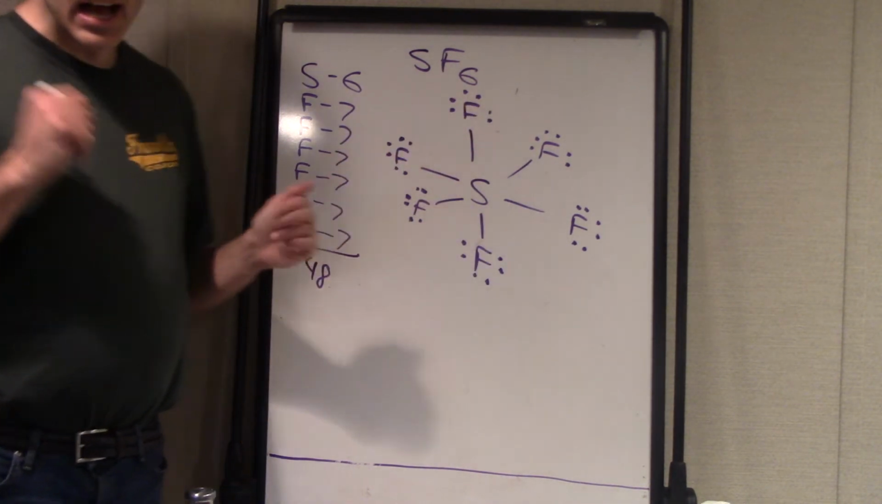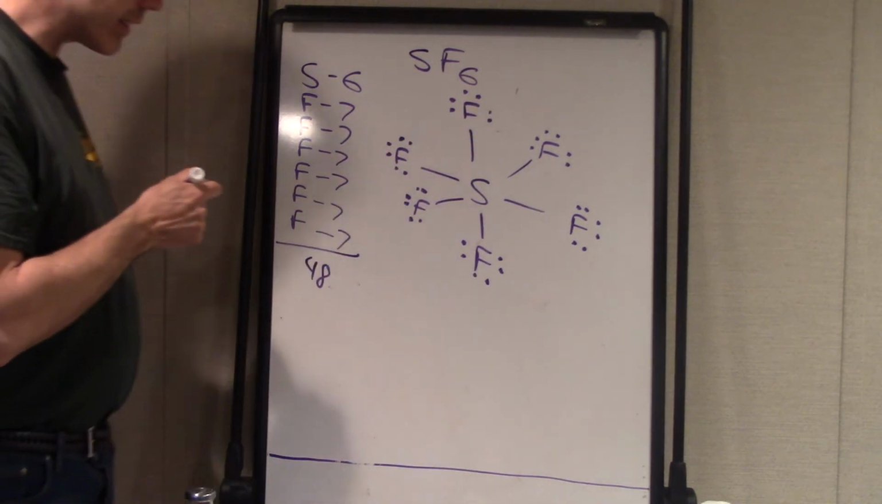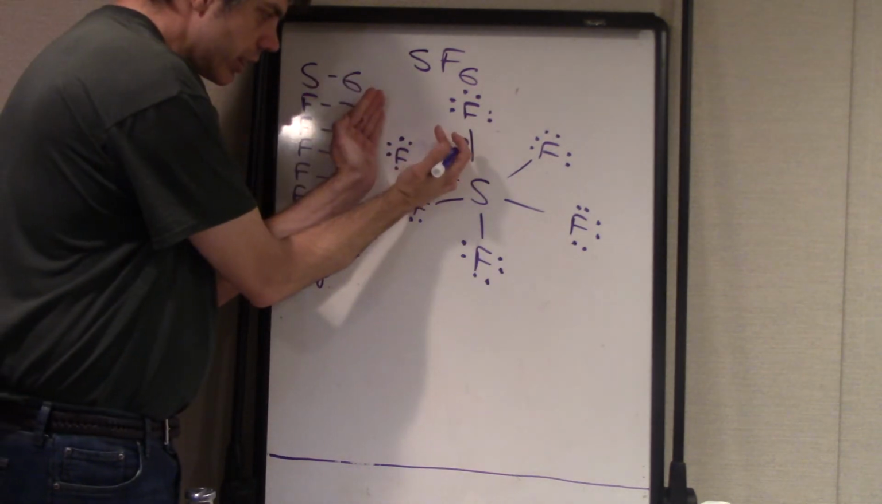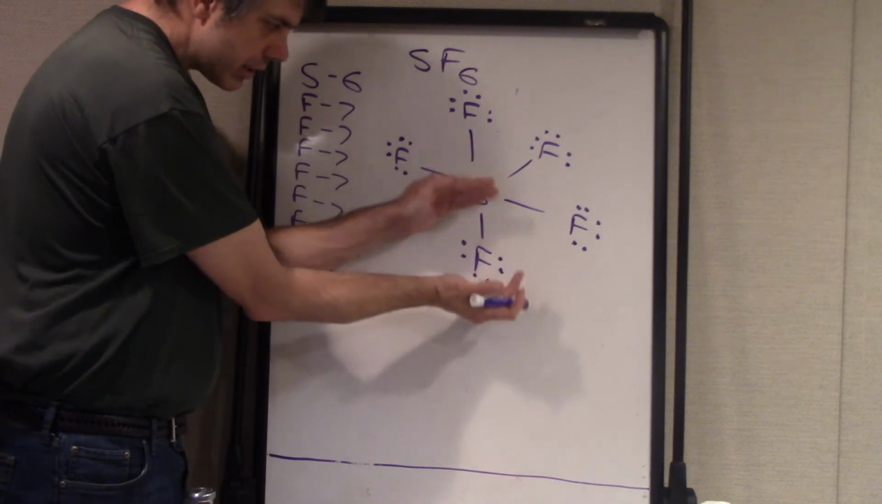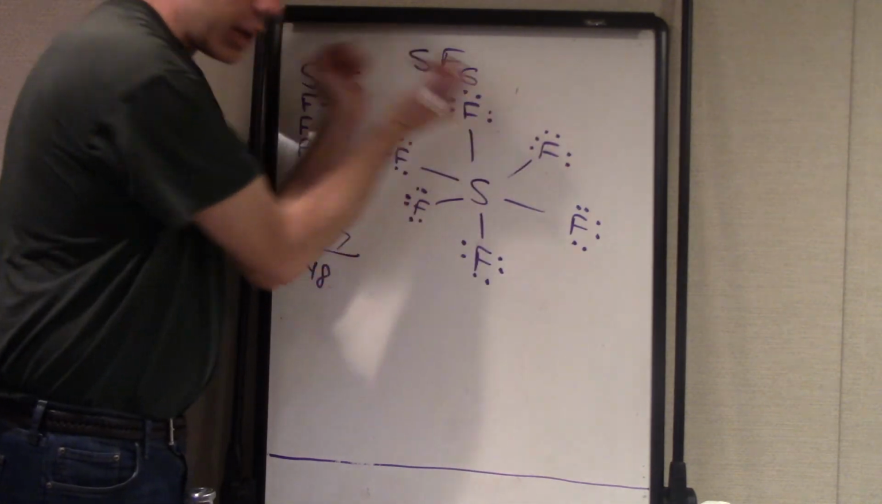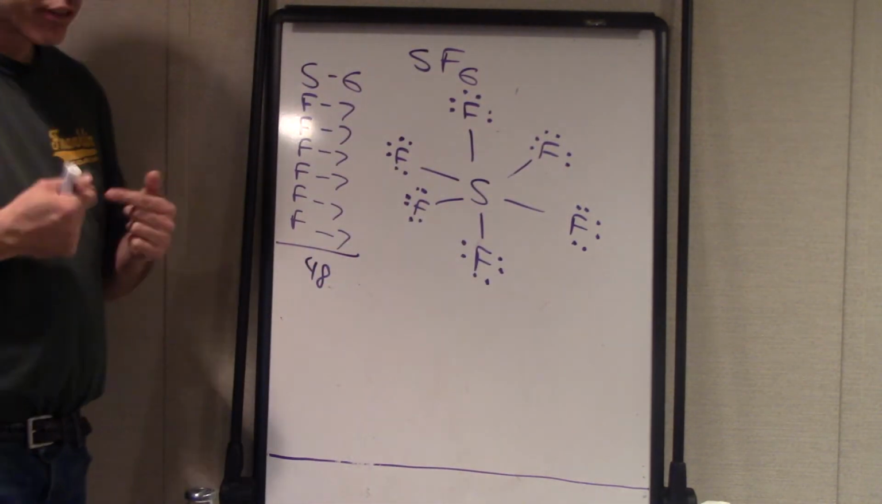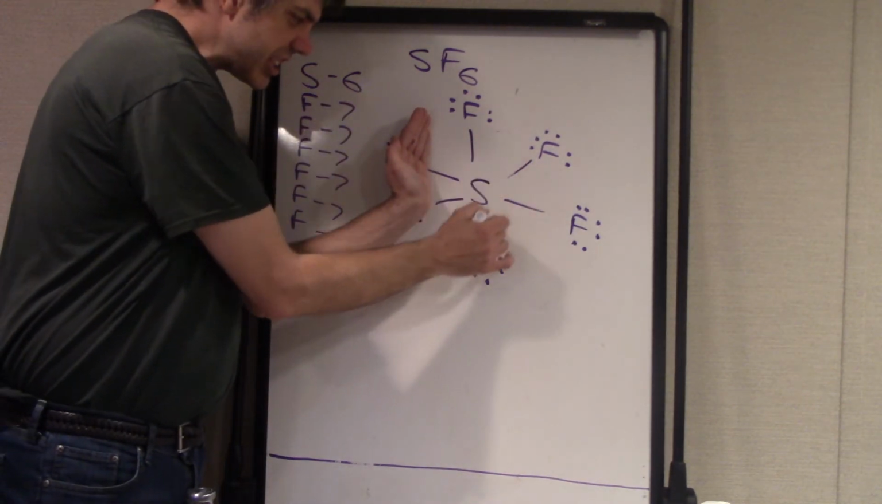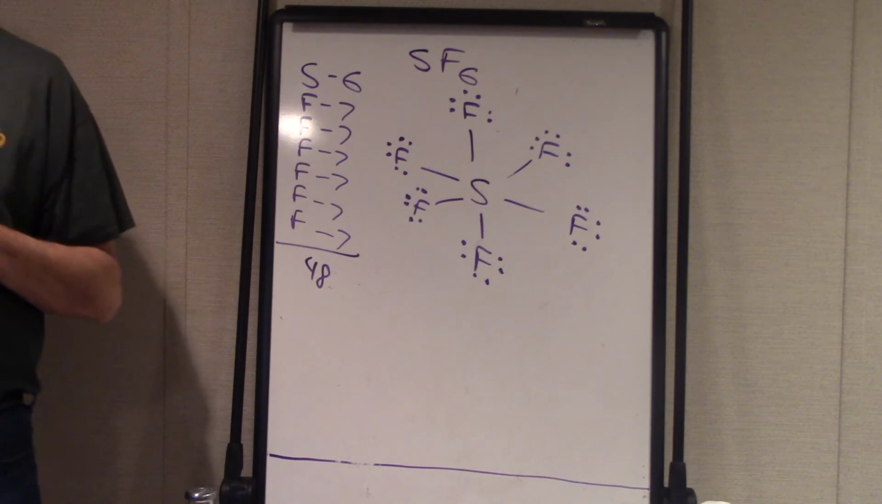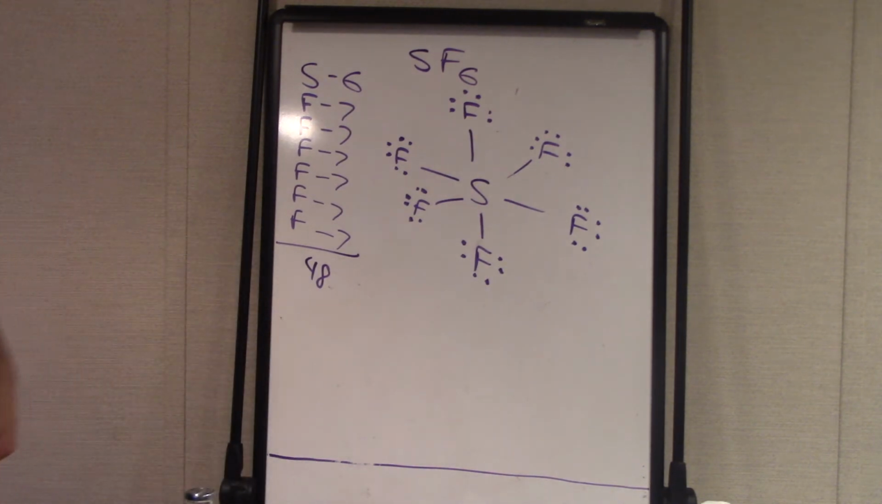We also need octets around things. Let's check the outer atoms. Each fluorine, as you go through, will have 2, 4, 6, 8. All the fluorines will have their 8. But the sulfur, when you look at the sulfur, will have 2, 4, 6, 8, 10, 12. So it looks like we have an expanded octet.